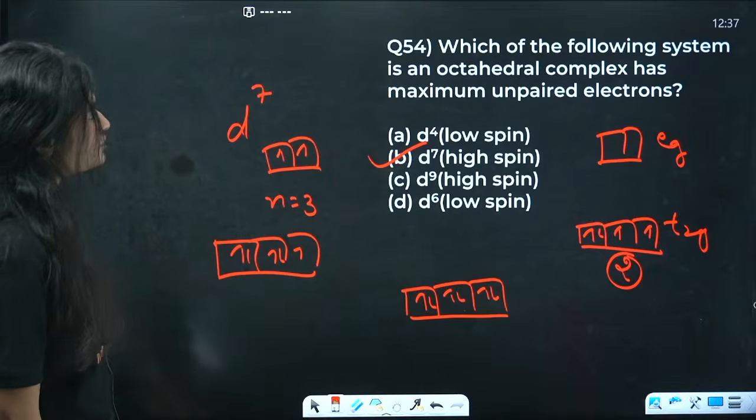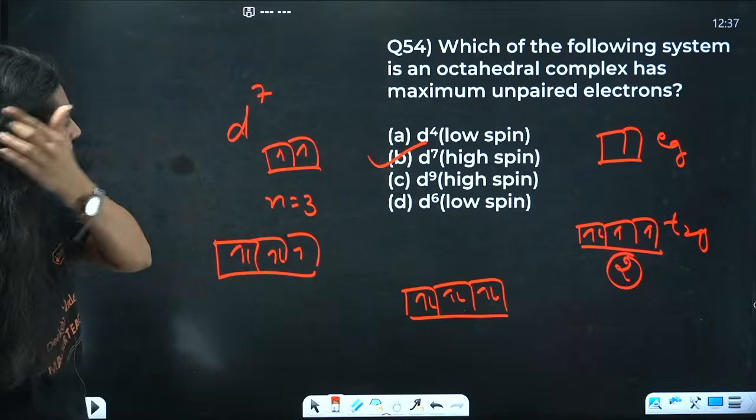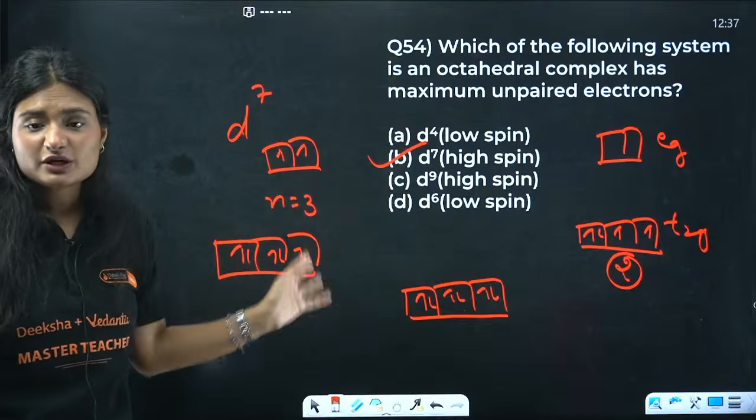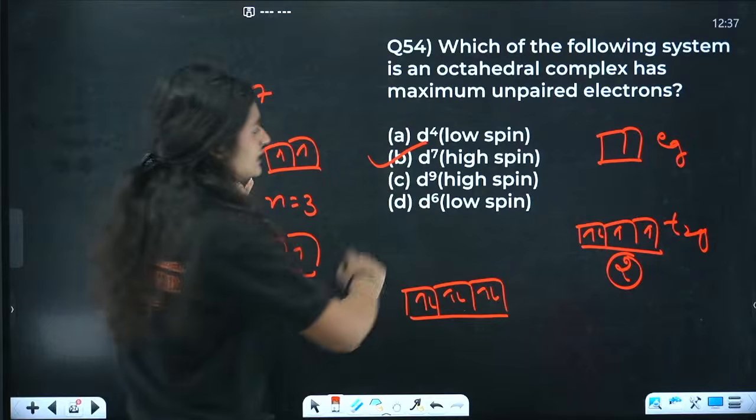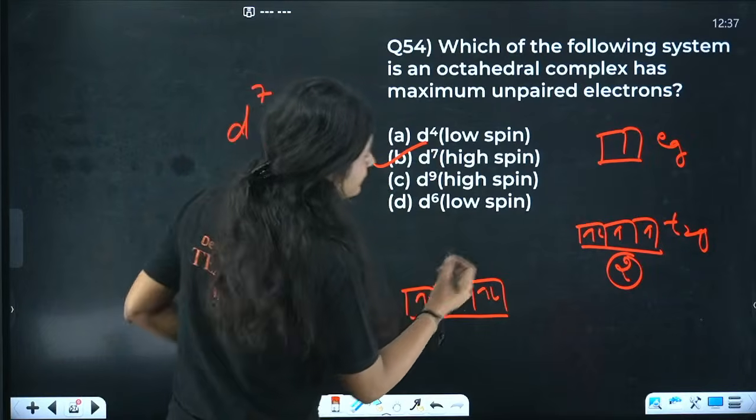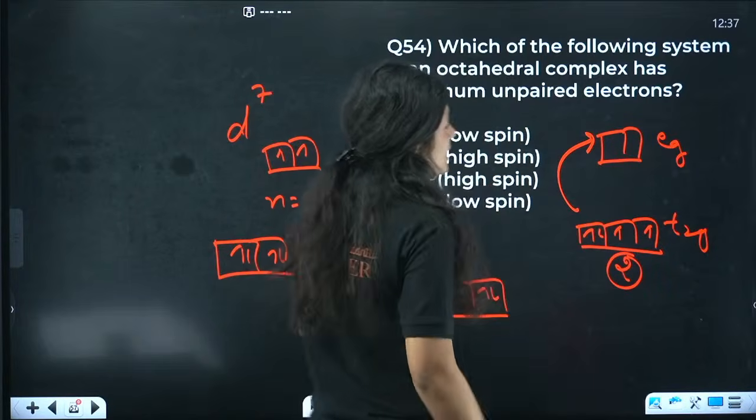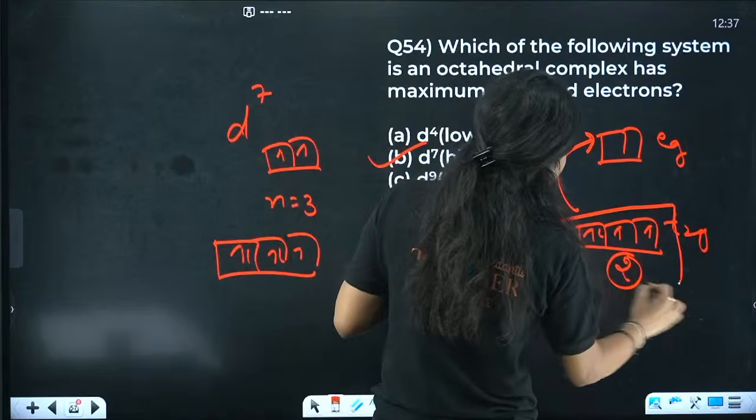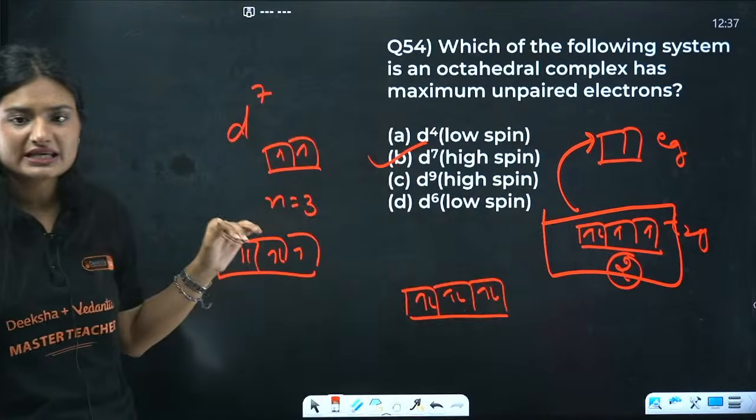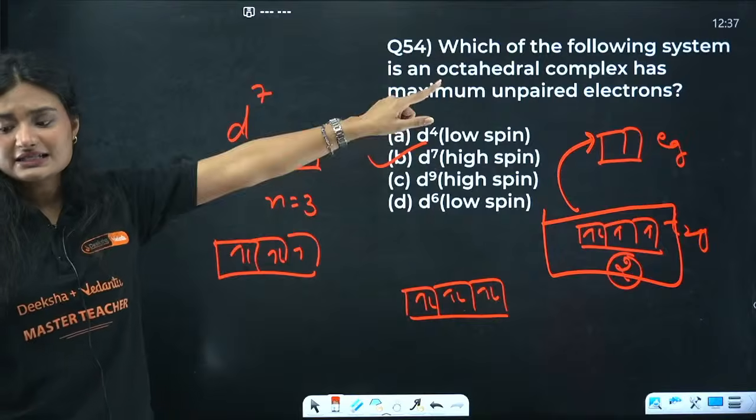Next question. Which of the following systems has the maximum number of unpaired electrons? d7 high spin. High spin, low spin, you should understand. High spin means the next electron goes into eg. If we have low spin, that means the electron is staying in t2g only. That is low spin and that is high spin.